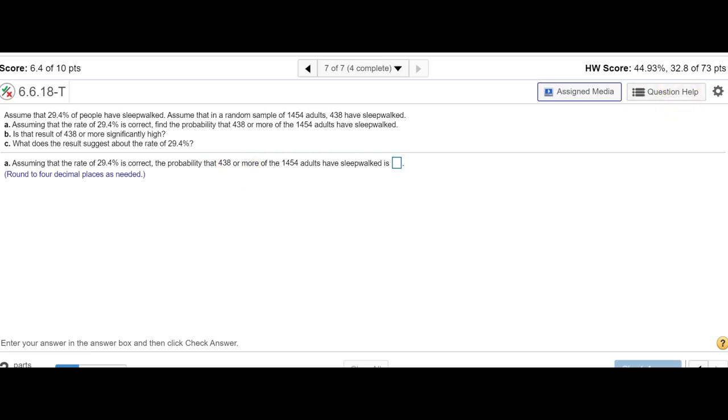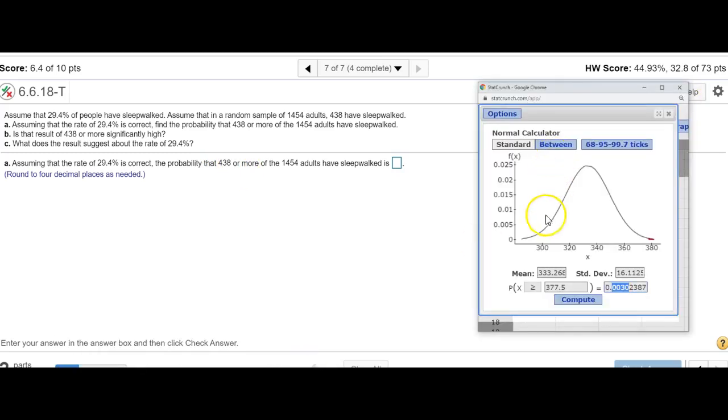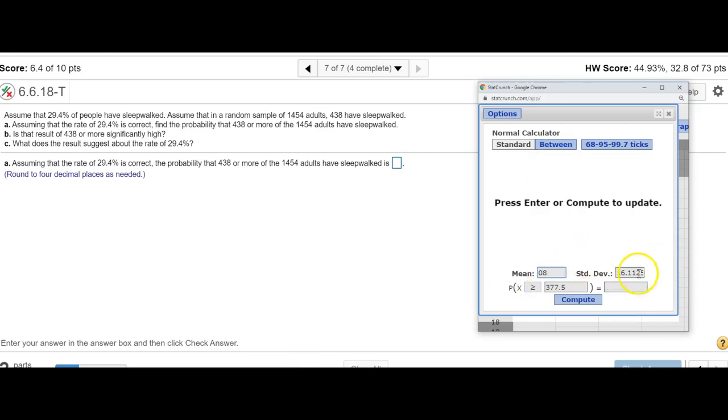sleepwalked? We're going to go to our normal distribution and we're going to find the mean and standard deviation, and we're going to take into account the continuity correction for 438. We want to look at greater than 438, so we're going to have to subtract 0.5 from 438 to get a more accurate view. So our x value is 437.5, and we need to find our mean and standard deviation, which can be done.